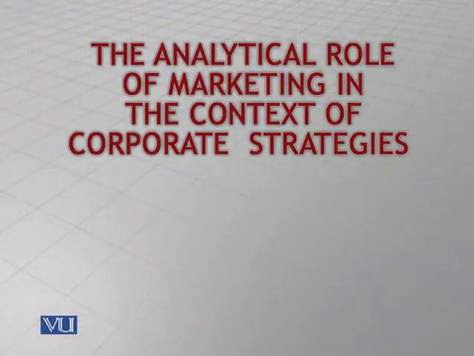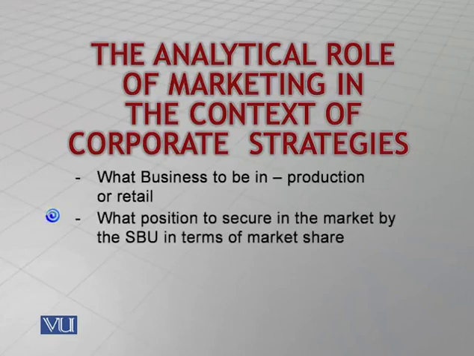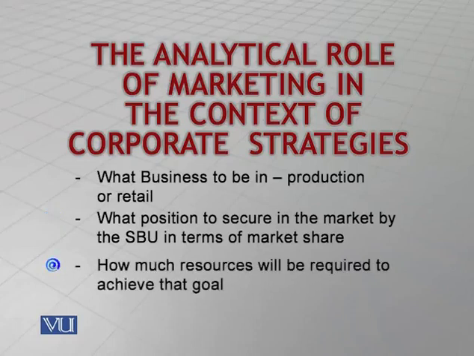Now, we take the issue of what is corporate strategy, and we decided in the last session that it actually relates to what business to be in. That was the first strategic decision to be made at the corporate strategy level. The second decision is what position has to be secured in the market or in the industry by the SBU, because the point of entry into a business is using an SBU. And finally, how much resources would be required to achieve that goal.